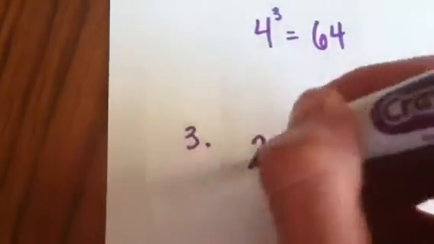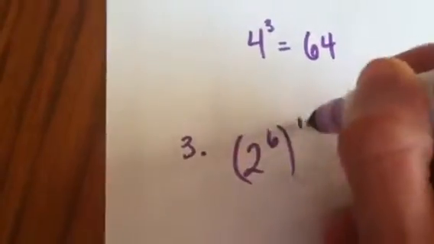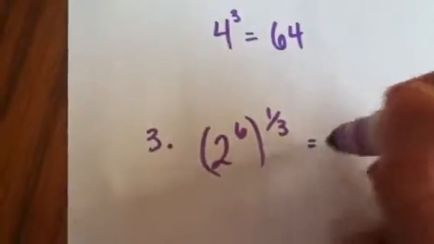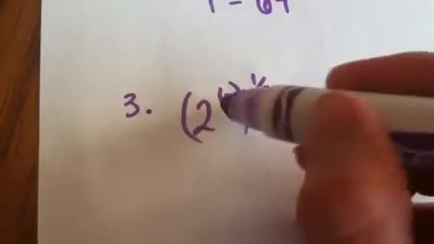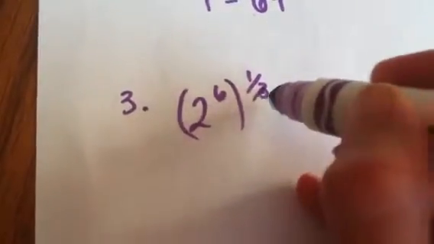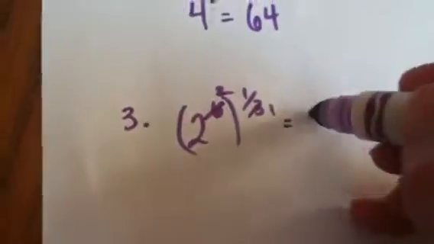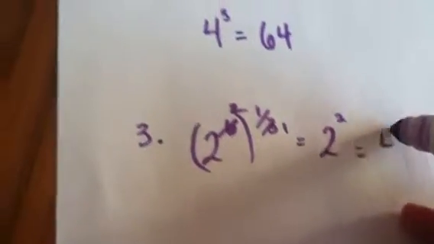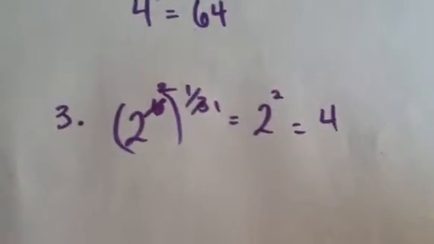Okay, let's look at number 3. Number 3 says 2 to the 6th to the 1/3. Multiply these exponents together. That's 6 times 1/3. Look, 3 goes into 6 twice. So it's really 2 squared, which is 4. So you could do it that way. That's probably the easiest way to do it right there.